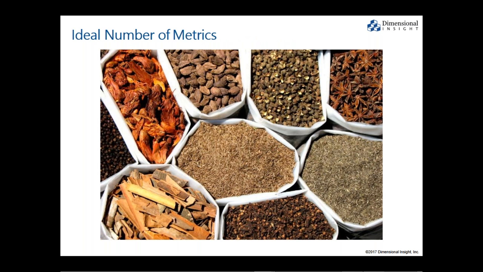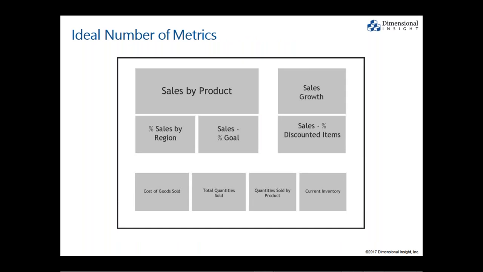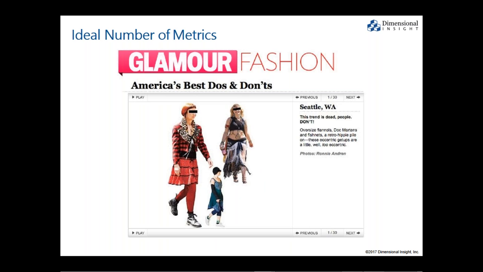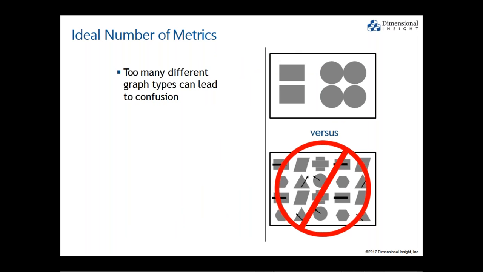Here's an example of visually chunking. And this is another example of chunking. How do you go about chunking portlets on a dashboard? You might want to think about it like an exercise in fashion. Just as Glamour magazine advises women not to combine too many conflicting patterns and shapes in one outfit, I advise not to combine too many different sizes and shapes on one dashboard. If you have a lot of similar shapes, chunk them together.